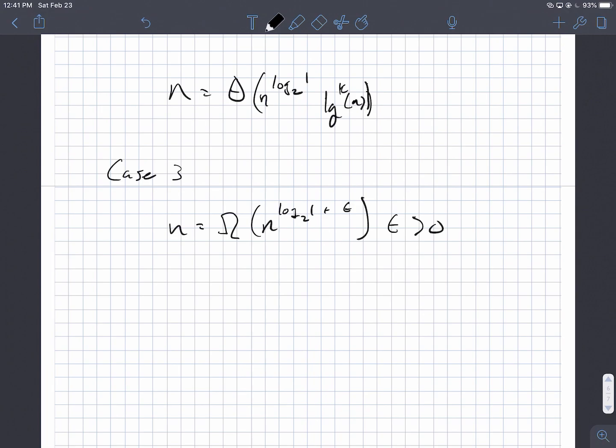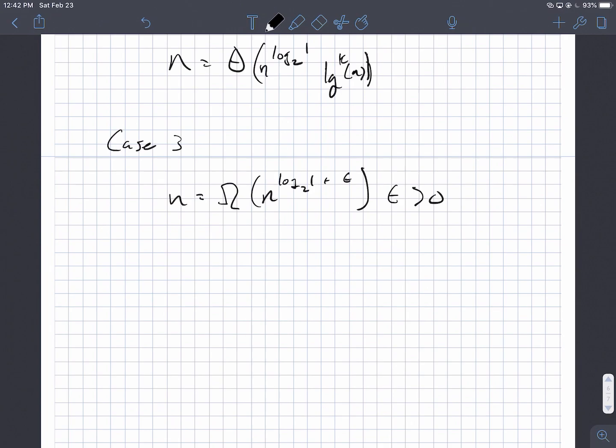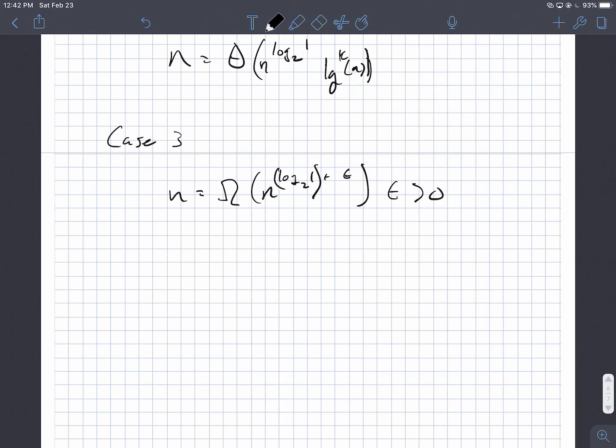So you can't stop there with case 3, because with case 3 we also have the regularity condition. Sorry, Andrew just reminded me that it's log base 2 of 1 plus epsilon. Sorry if I confused anybody. So in the exponent, this is in parentheses plus epsilon. But that still holds. Log base 2 of 1 is 0, and plus 1 would give you n as big omega of n, which is true.